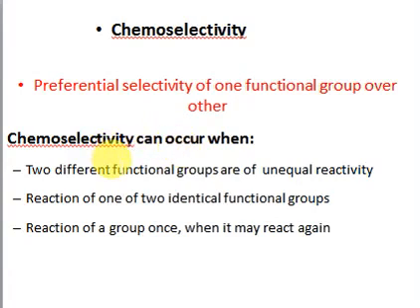The first case is when you have two different functional groups with unequal reactivity, so the reagent will prefer the functional group which is more reactive. The second situation is when you have two identical functional groups, so the selectivity will depend on steric effects as well as electronic effects. The third possibility is when you have a functional group which can react twice but you want it to react only once, right? We will see different examples of chemoselectivity now.